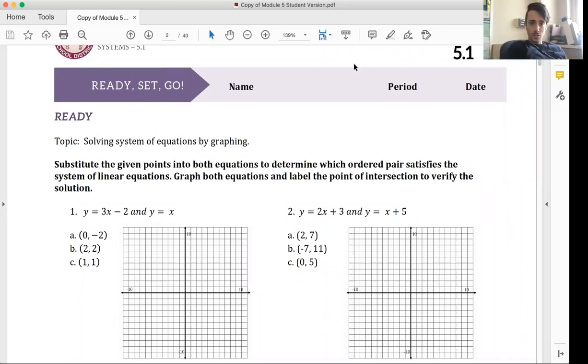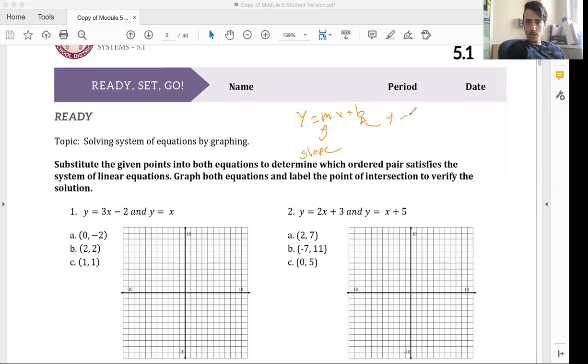If you need a refresher on graphing, here you go. Most of these equations are going to be in y equals mx plus b form, where b, well, what do you think b is? B is our y-intercept. That's a lovely point that we can plot out usually first. M is our slope, which we sometimes call the rise or the run, especially if it's a fraction.